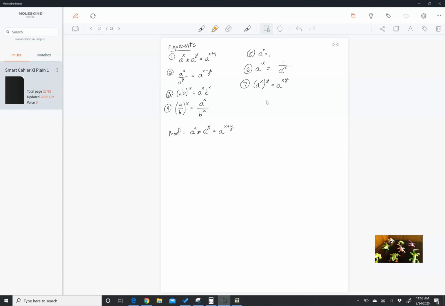So by definition, a to the x is equal to a times a times, and I'm going to put a dot, dot, dot here. We don't know how many a's there are because this is being raised to the x power. So we're going to put a dot, dot, dot. That just indicates that there are more a's in between. And we're just going to say that this is occurring x times.